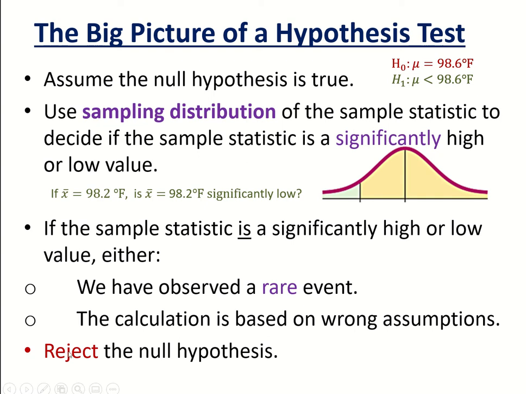But this may not always be the result, right? Sometimes we reject the null hypothesis because we find the sample statistic significantly high or significantly low. But sometimes we fail to reject the null hypothesis because the sample statistic is not a significant number.